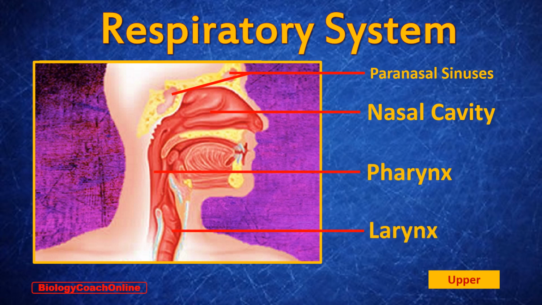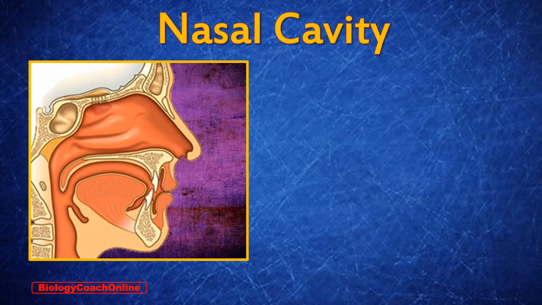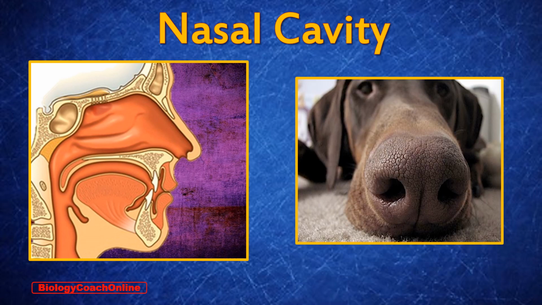Now, by the way, some sources include the larynx as part of the lower respiratory system. It's sort of a transition structure between the upper and the lower system. So I'm including it here as part of the upper respiratory system. Now, we will briefly examine the gross anatomy of each of these components. So, your nasal cavity. As you inhale, air enters the respiratory system through the nostrils.